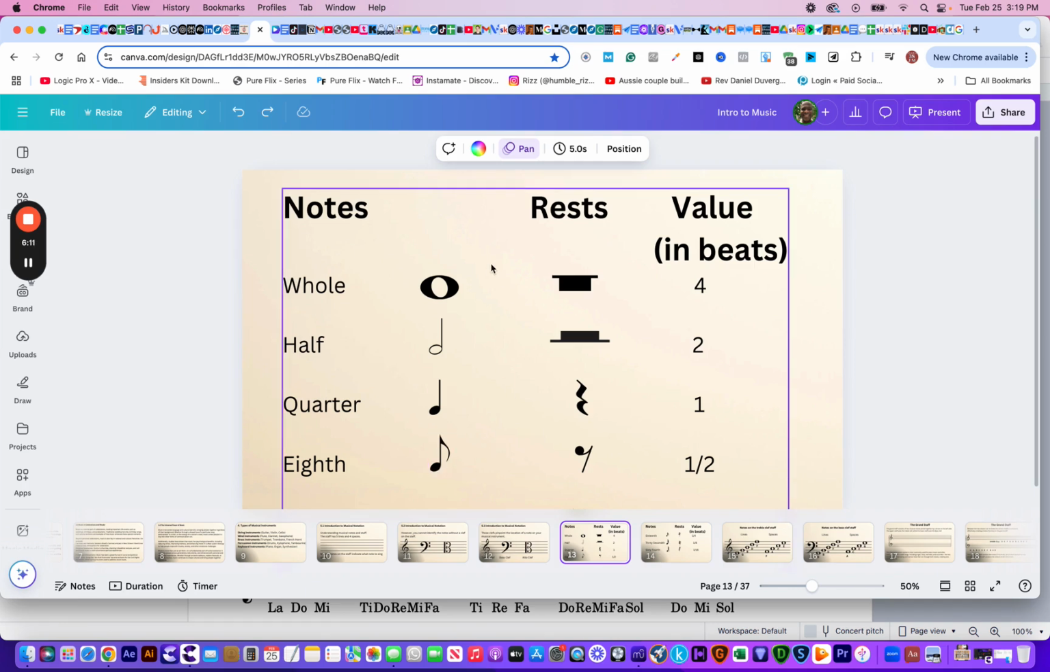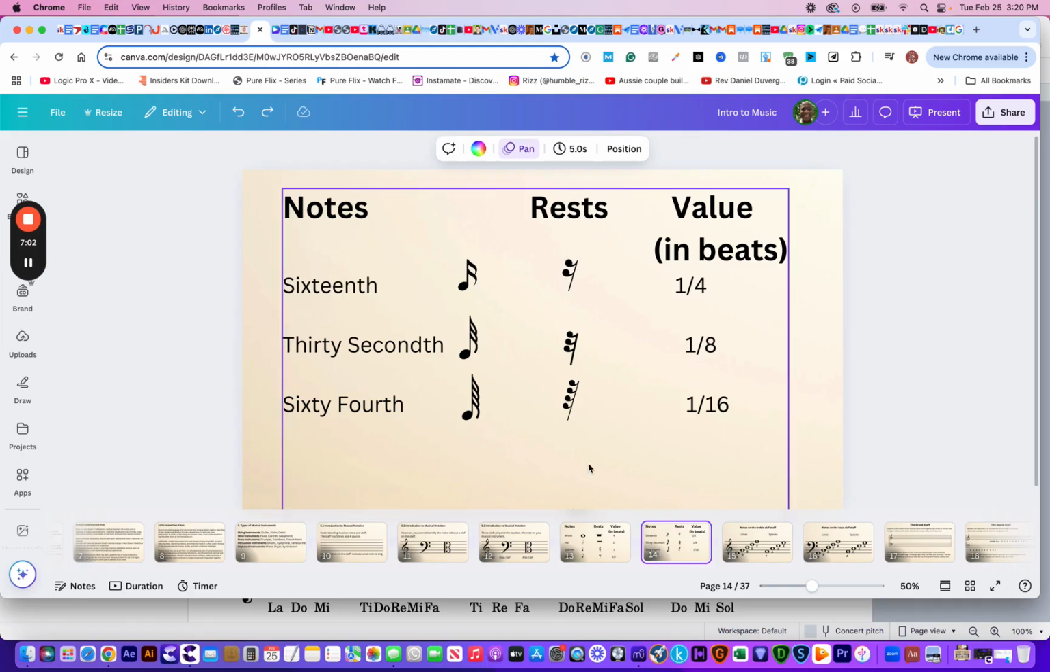Now notice, each note that comes after is worth half the value of the note that precedes it. So you have 4 beats, half of 4 is 2, half of 2 is 1, half of 1 is half. Whole note is worth 4 beats, just like the whole rest is worth 4 beats. The half note is worth 2 beats. The half rest is worth 2 beats. The quarter note is worth 1 beat. The quarter rest is worth 1 beat. The eighth note is worth half a beat, and the eighth rest is worth half a beat.